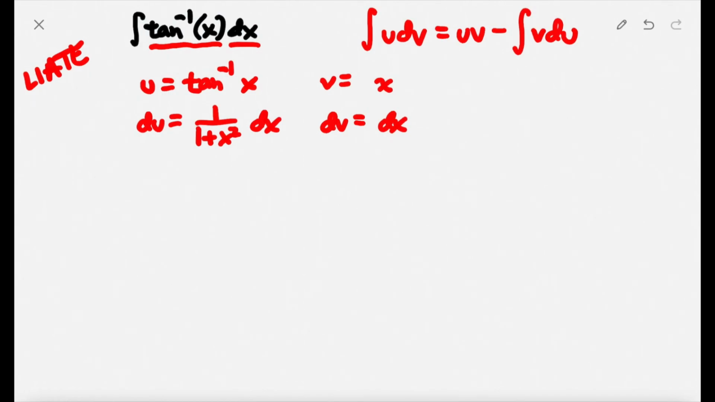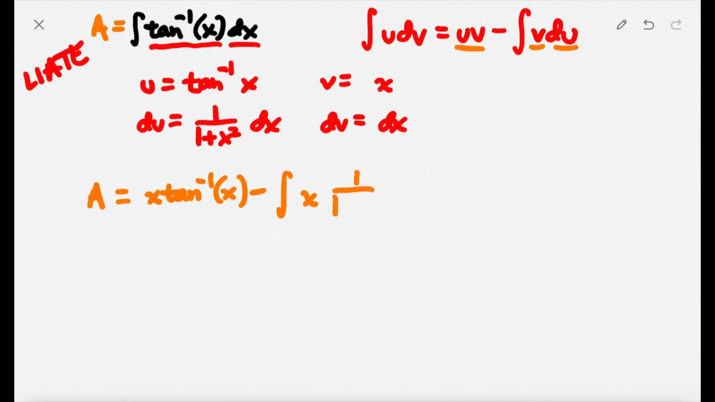All right, now let's set up the formula. I'm going to say this is equal to A, just to be lazy. I don't want to write all that out. So A is going to be equal to, well, we need uv first. So it's going to be x times the inverse tangent, minus v du. V is x. So v is x. Du is 1 over 1 plus x squared dx.